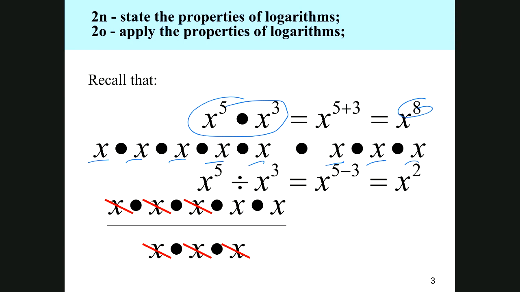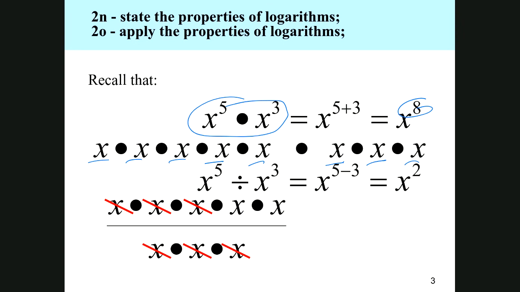Now, we wouldn't want to have to write it out like this every time. So that's why we pick up on the convention. In this scenario, we add the exponents. If this was x to the 50 times x to the 30, I wouldn't want to have to write out x times x times x 50 times. I would just simply add the exponents together.